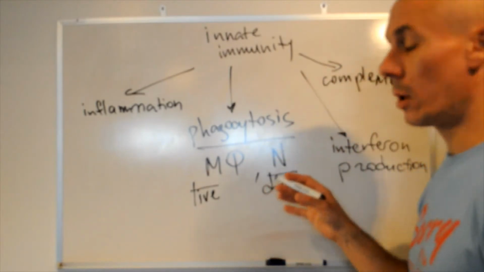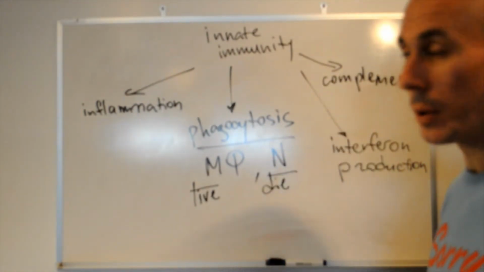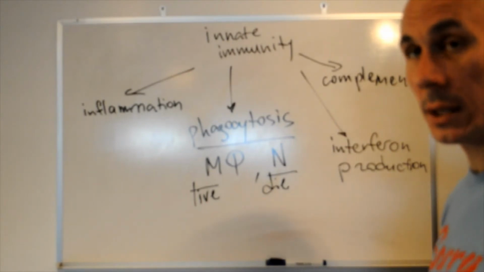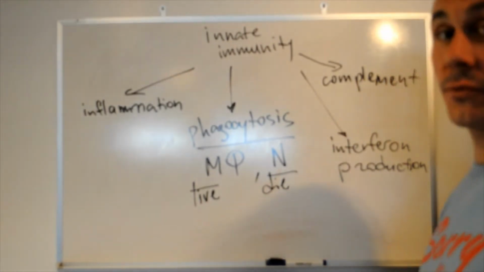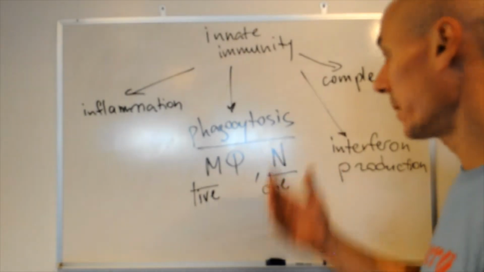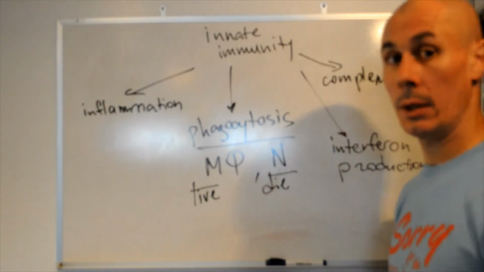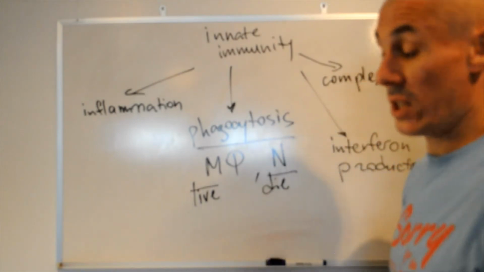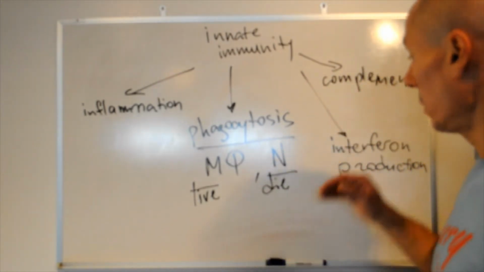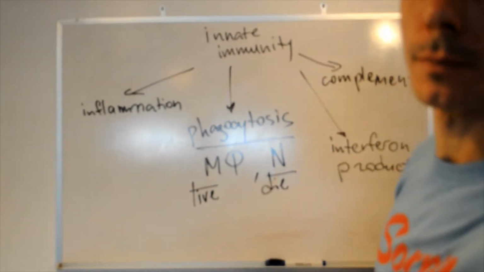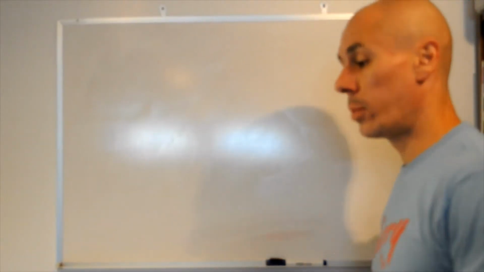Now, I'm not going to talk specifically in very much detail about phagocytosis. It's pretty straightforward. You can find it in the main lecture video. So these cells basically engulf the microorganism and destroy it, and that's it. Okay? I'm going to focus on the complement activation and interferon production. So complement activation, and we're going to start with this.